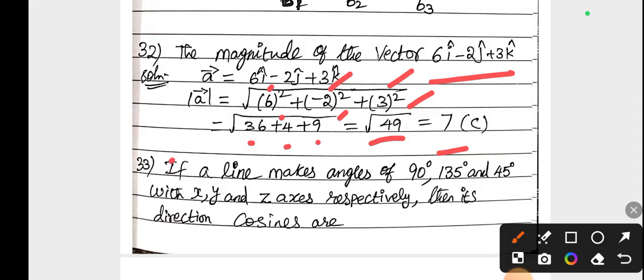If a line makes angles of 90 degree, 135 degree, 45 degree. Again easy. Cos alpha, cos beta, cos gamma: cos 90, cos 135, cos 45. That is only the direction cosines. Like that if you ask.